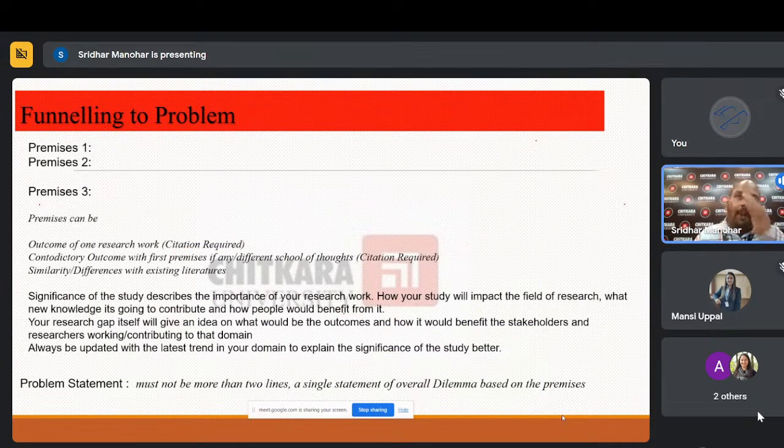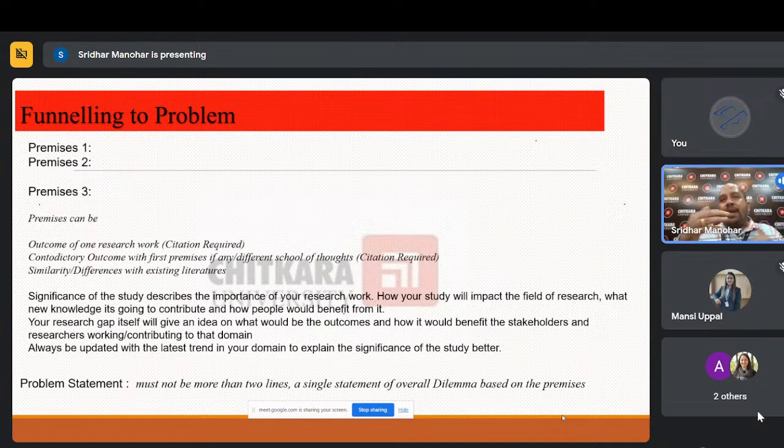When you funnel the problem, the final part of the introduction is very important to tell the problem statement. The best way to tell the problem statement is to give strong premises, and then the respective claim. Premises over here are the established results of previous studies, and a couple of premises could be argumentative. Argumentative over here means, okay, one school of thought says something, another school of thought says something, some schools have not even addressed the problem.